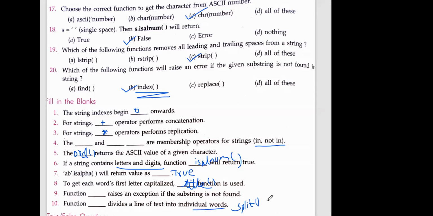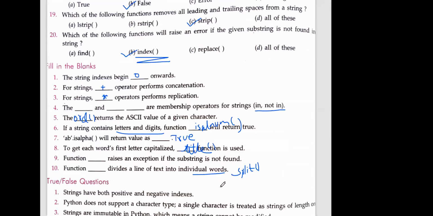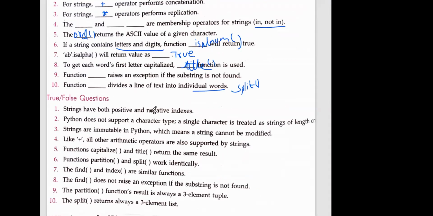I hope this is clear to all of you, fine. Then true and false. Strings have both positive and negative indexes. True. Every collection has both positive and negative indexes, meaning forward traversing as well as backward traversing.